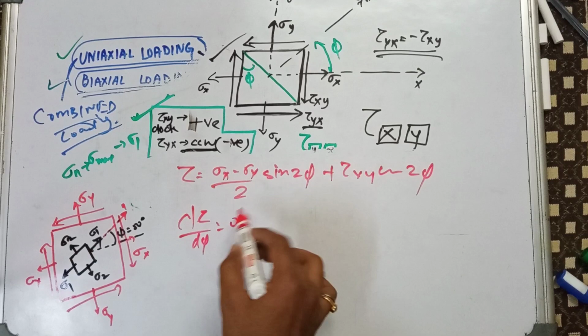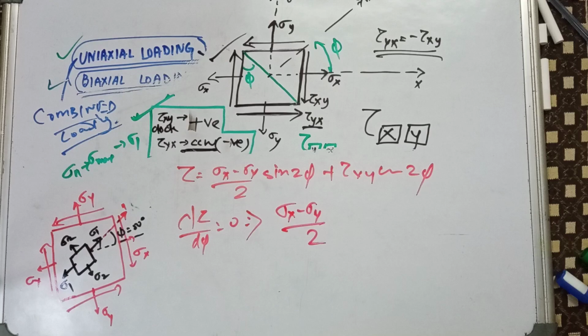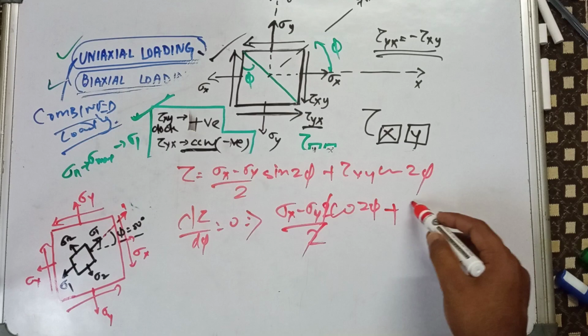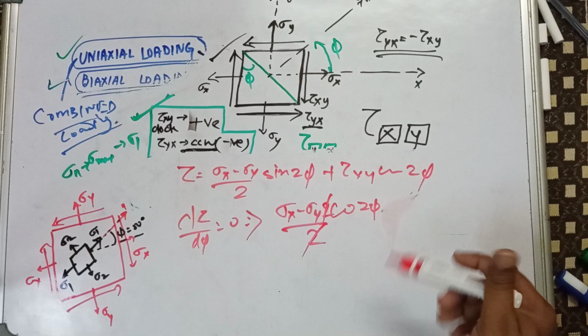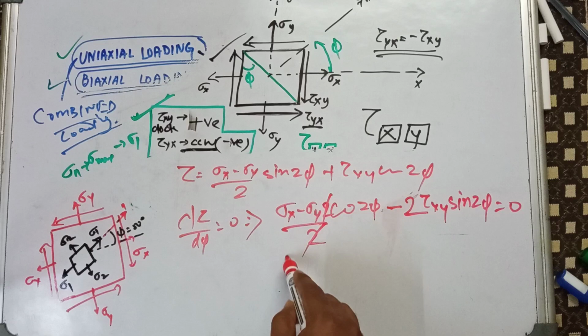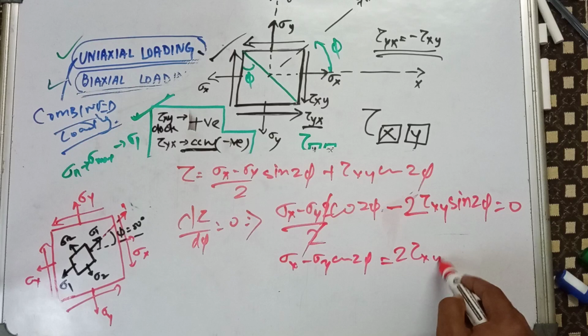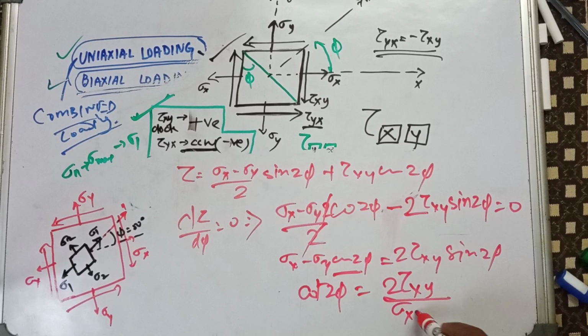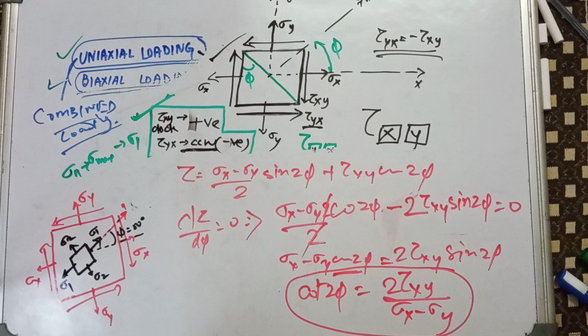So I will get sigma x minus sigma y upon 2, cosine 2 phi; 2 will be multiplied, 2 goes off, plus tau xy. I hope that I am doing right. Cos 2 phi upon sine 2 phi is nothing but 2 tau xy upon sigma x minus sigma y. In case of the maximum normal stress, we found tan 2 phi is equal to minus 2 tau xy by sigma x minus sigma y. But this is the formula for tau maximum. At these planes, the shear stress will become maximum.